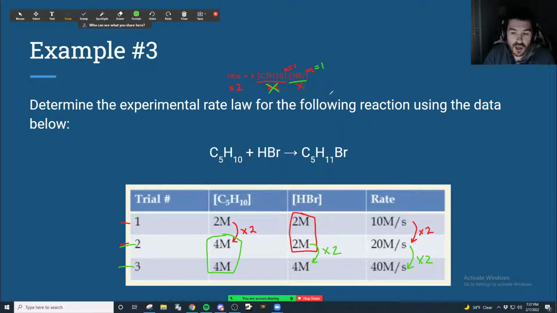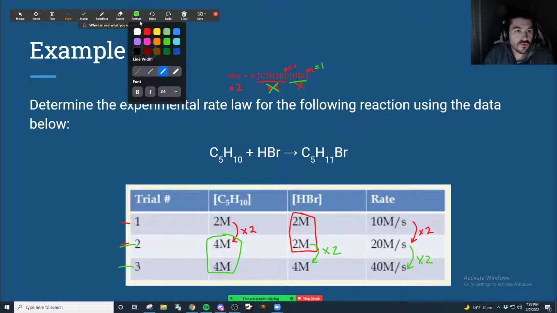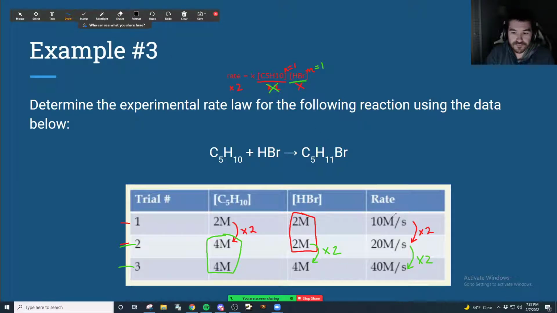Okay? Now, I just for a second want to talk about what you would see if something was, say, 0th order or second order. Okay? So just humor me for a minute. Now let's say this was 0th order. Let's say the m was 0, right? What would we expect to see in the data?